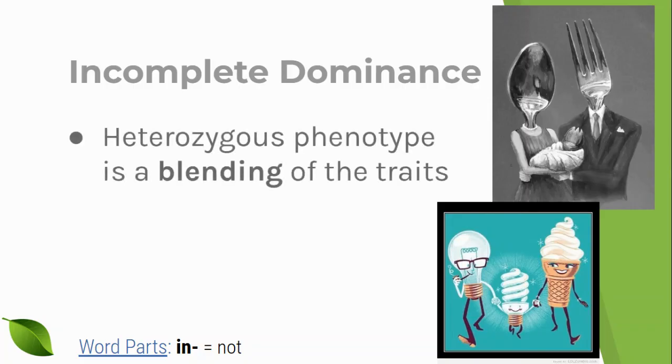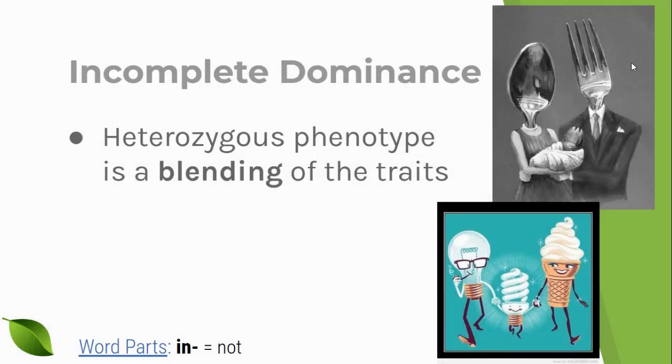So when we have a heterozygous phenotype, that's where we're going to see a different phenotype come out. We're actually going to have 3 phenotypes instead of just the 2, because when the dominant and the recessive allele are inherited together, the phenotype is going to be a blending of the 2 traits instead of the dominant taking over.